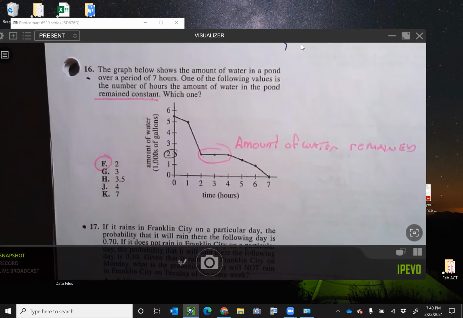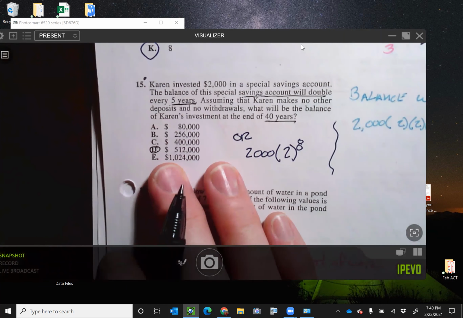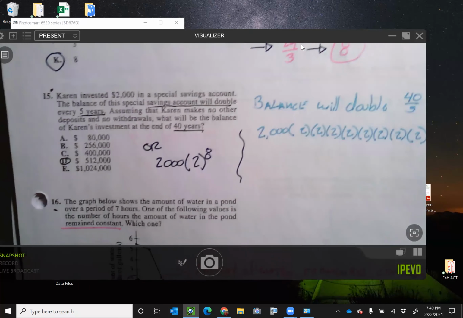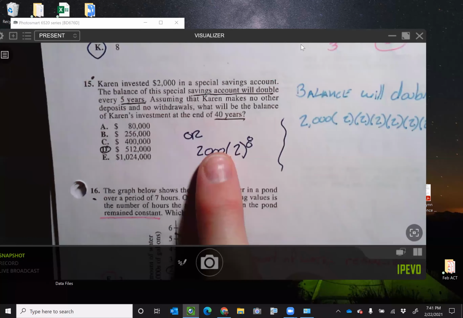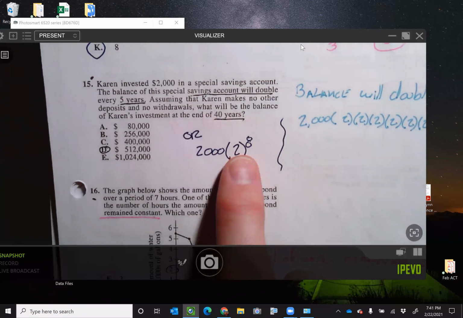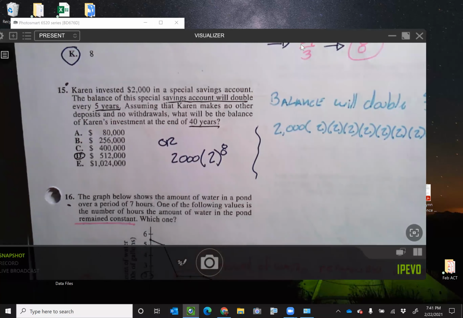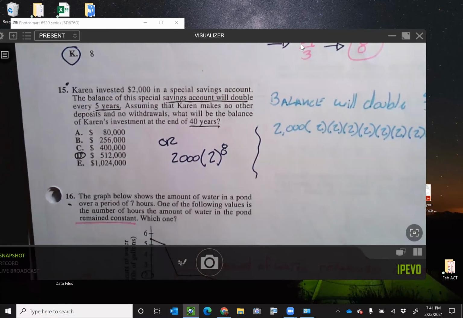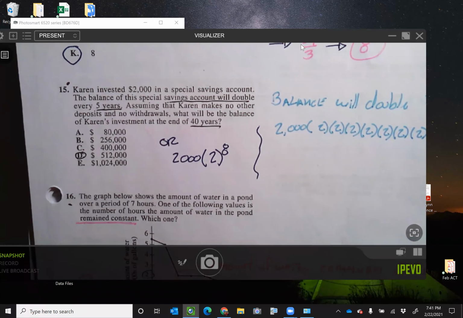What was number 15? Oh, I'm sorry. Number 15 is letter D. So we could have done it this way, or we could have said, hey, there's 8 2s, so why not just do 2,000 times 2 to the 8th power, which would be a quicker way to go. But really, not such a big time saving here. I guess the mistake could be that you multiply by an extra 2 and get letter E, which would not be so good.